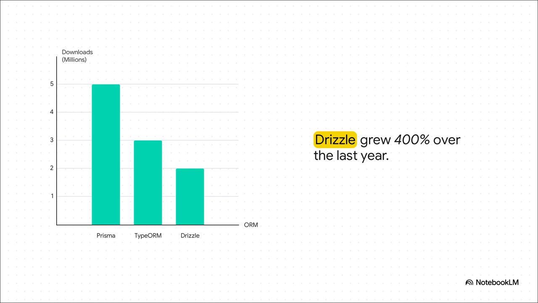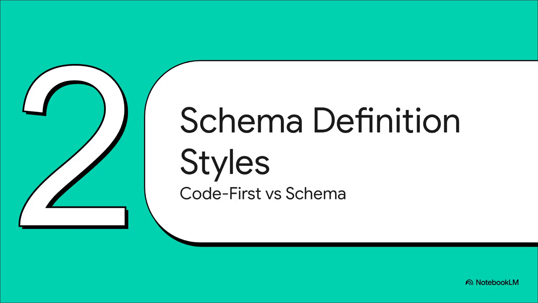But look at Drizzle, sitting at about 2 million downloads. And the crazy part? It grew a staggering 400% over the last year. It is rapidly gaining ground, and that's largely because it solves some very specific architectural pain points that we're going to get into right now. Round 2, schema definition styles.